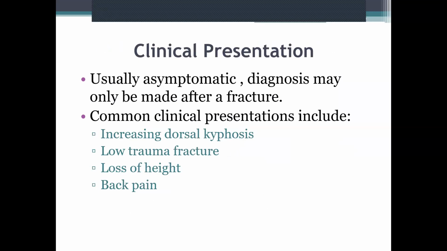happens. Some of the other clinical presentations include when they have dorsal kyphosis or scoliosis or spinal deformities. They may have low trauma fracture or fragility fractures. And that means if they have a fracture following a fall from a standing height. Some patients, especially elderly, may have loss of height and sudden unexplained back pain. So when they present with unexplained back pain and they have risk factors, we might want to ensure that they have not had a vertebral fracture.